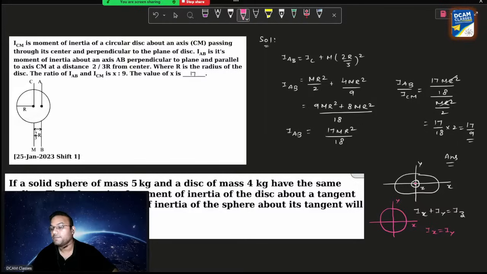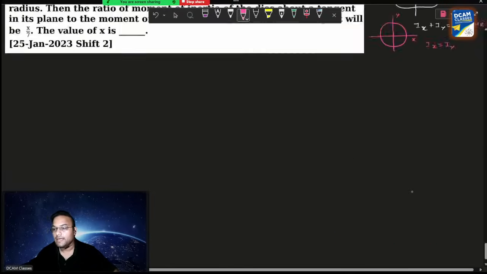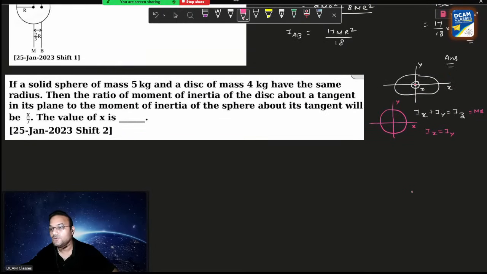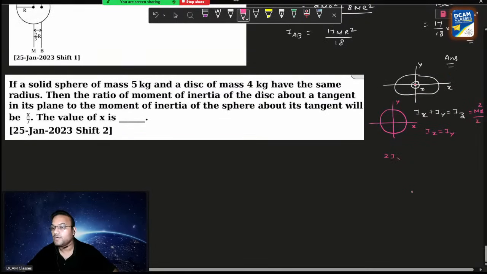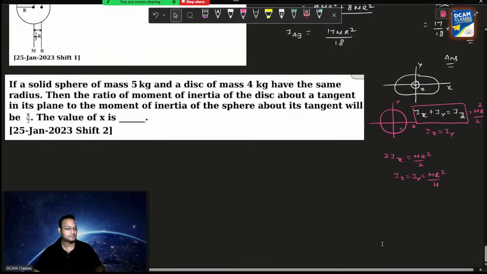So it becomes very easy to find the moment of inertia in that particular case, because I_z you already know is MR squared by 2, and I_x is equal to I_y. So 2I_x is equal to MR squared by 2. That way you can find I_x or I_y, which is equal to MR squared by 4. This is actually the perpendicular axis theorem.